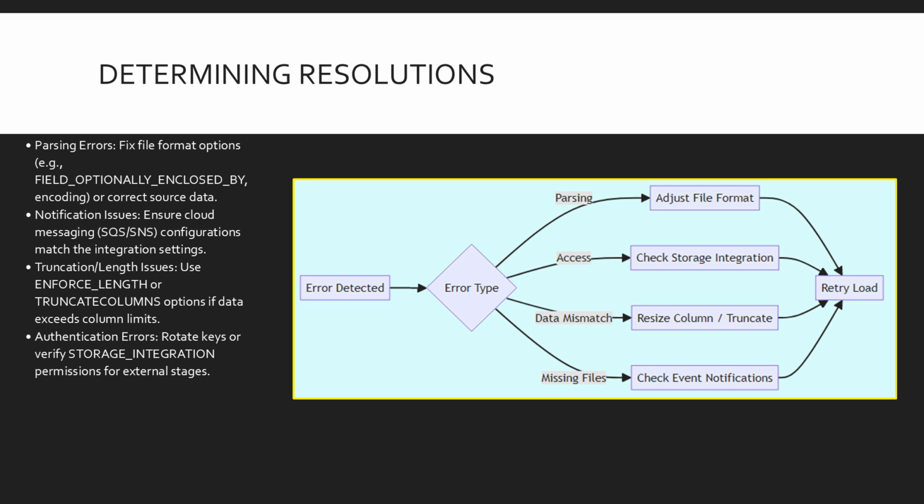This flow logic guides your resolution strategy. Starting with the detected error, we branch based on the type. Parsing errors lead to file format adjustments. Access errors point to storage integrations. Data mismatches require schema or truncation changes. Missing files mean checking event notifications. All paths lead to retrying the load, closing the loop on the resolution.